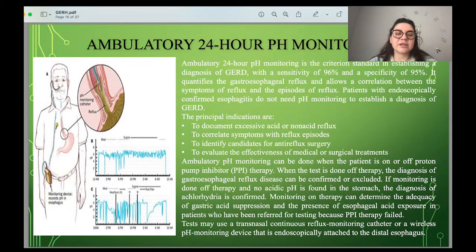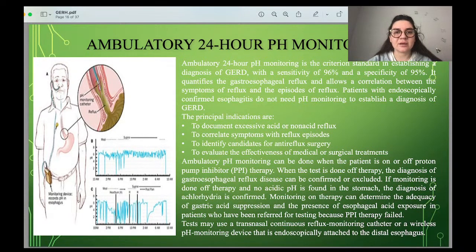Okay, what is ambulatory 24-hour pH monitoring? It looks like this, like on this picture. It is a small monitor with a catheter that is placed intranasally into the esophagus, and its distal end is fixed in the high pressure zone that we detected with manometry. This monitoring is the criterion standard in establishing a diagnosis of gastroesophageal reflux disease, with a sensitivity of 96% and specificity of 95%. A very informative test.